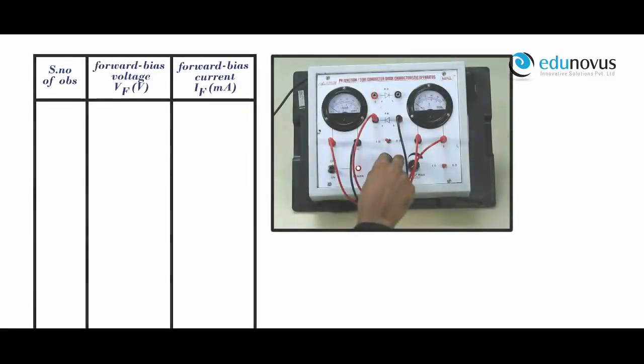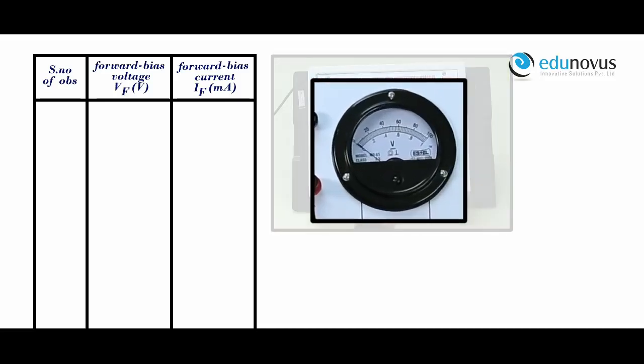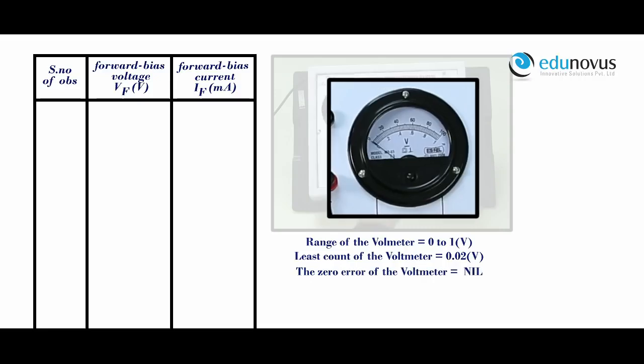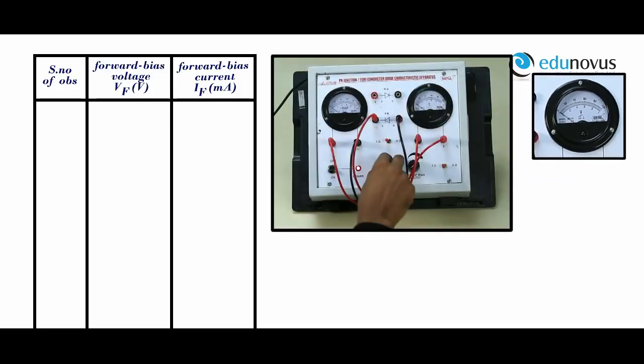PN junction diode, forward bias. Range of the voltmeter is equal to 0 to 1 volt. Least count of the voltmeter is equal to 0.02 volts. Zero error of the voltmeter is equal to nil.